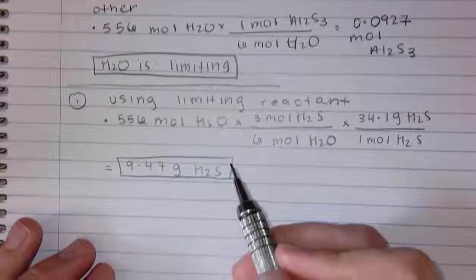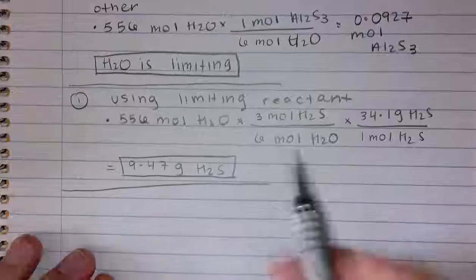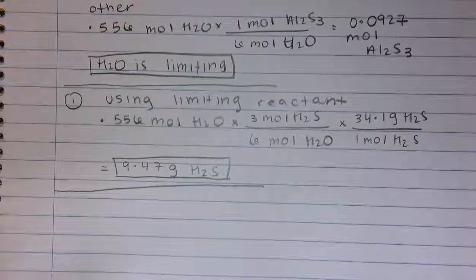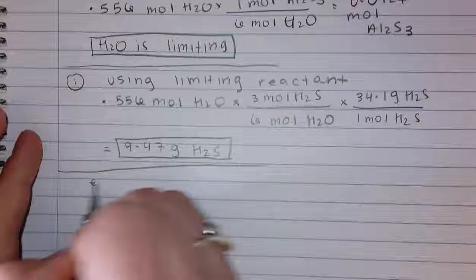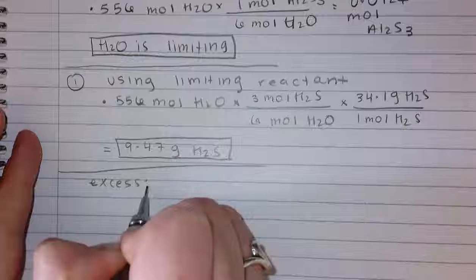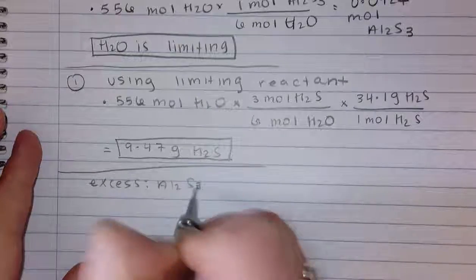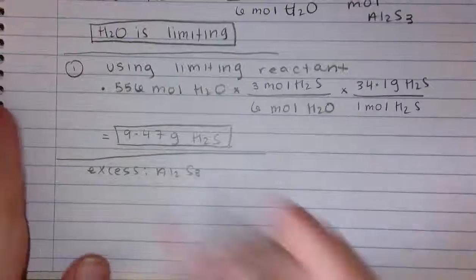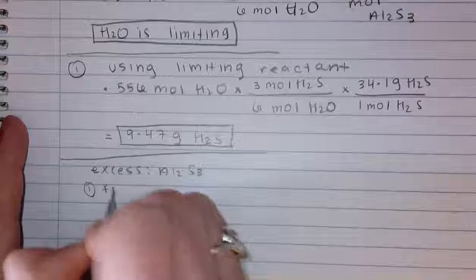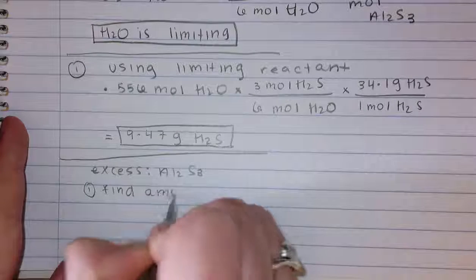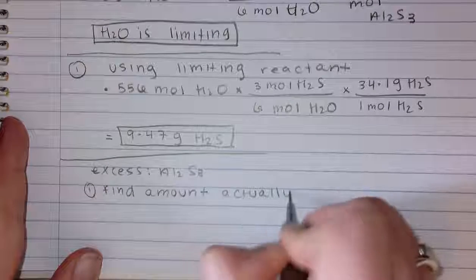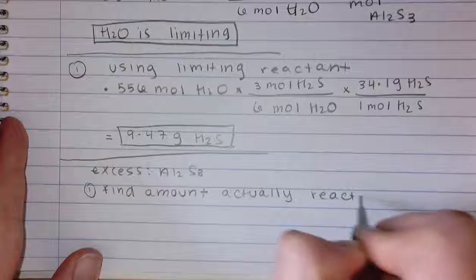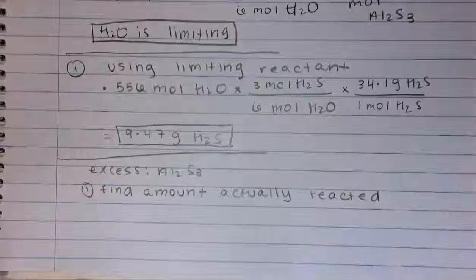And then I'll move on to the last part, which asks how much excess reactant remains after the reaction is complete. So let's just remind ourselves that our excess reactant is aluminum sulfide. And what we're going to do is find the amount that actually reacted. And then we can find what is used up.